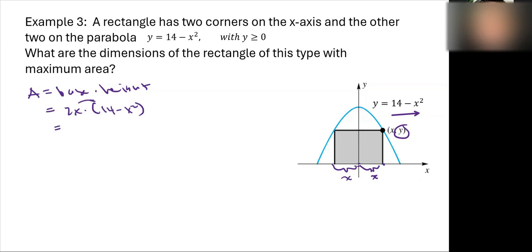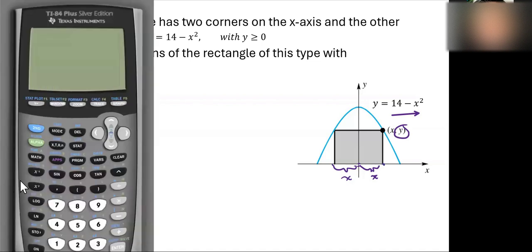Okay, then we're going to distribute. So that's going to give us 28x minus 2x to the third power. Okay, so just like on the other ones, we need to figure out, all right, what my graph looks like. So y equals, okay, so disable that. We have 28x minus 2x cubed. Yep, this is it. Enter that. So this is what I want to highlight. And then we go to our window.